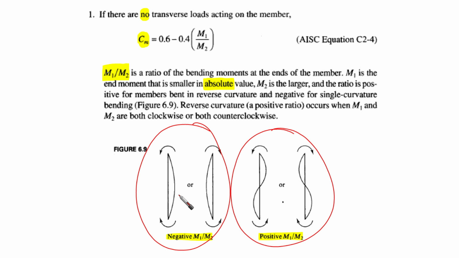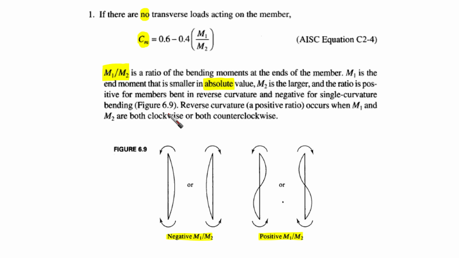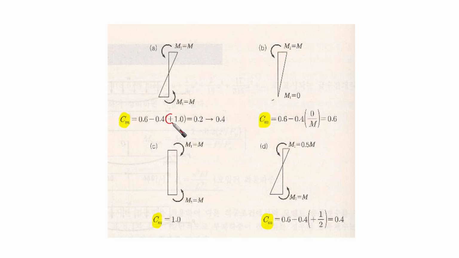Okay, now let's go to some values actually for some moments. If we have M1 equal to M2, which both of them are equal, and as you can see here, they are having the same sense. In this case, it is going to be positive, as we said, so it is positive here, and this is 1 because the ratio is going to be M over M. Okay, so that's the case here.